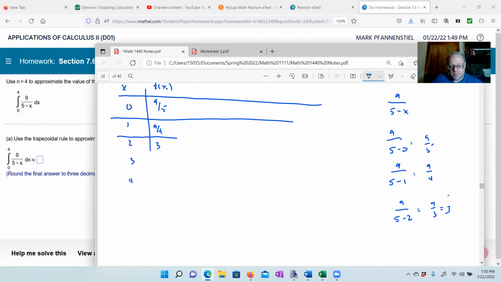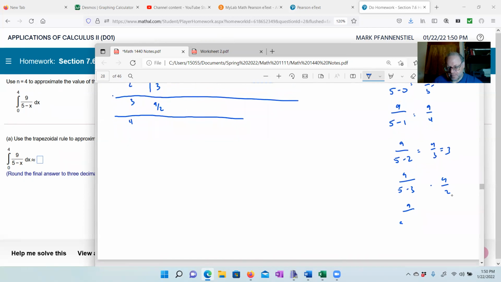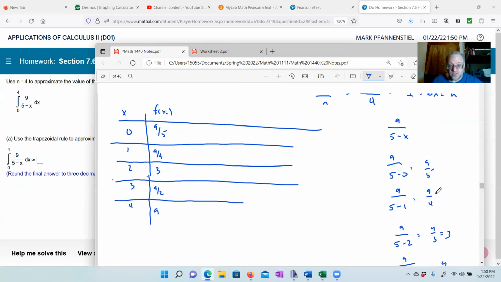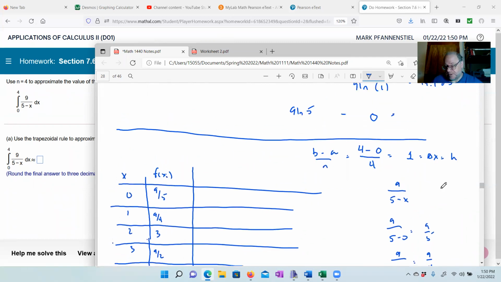I probably should have been a little more conscious of my space. Then we have 9 over 5 minus 3. 5 minus 3, so this is just going to be 9/2. And the last one is 9 over 5 minus 4, which is just going to be 9 over 1. We can abbreviate that to 9. All right, so that is our first little two table entries here. And that might be all we need.